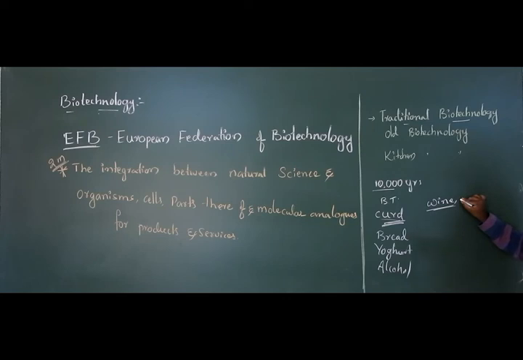Wine production was started by human beings before 10,000 years. When human beings became civilized, they started the utilization of the things around them. We don't know exactly when they started the production of these beverages, but our ancestors started the production of some alcohols, wines, beer, whiskey, produced by fermentation method using microorganisms. These also come under which one? Traditional biotechnology.